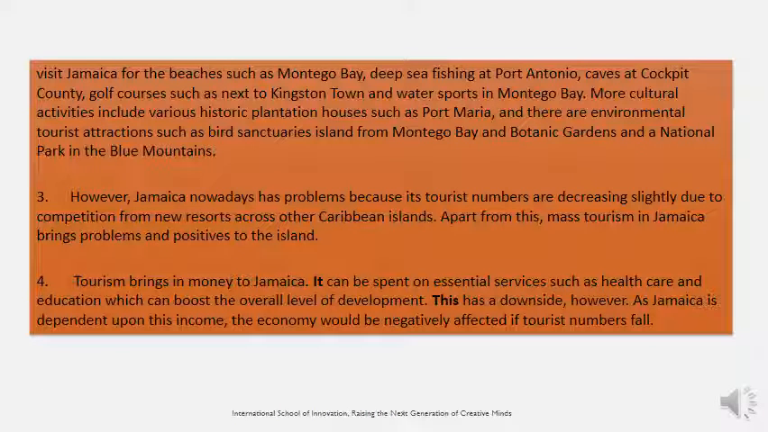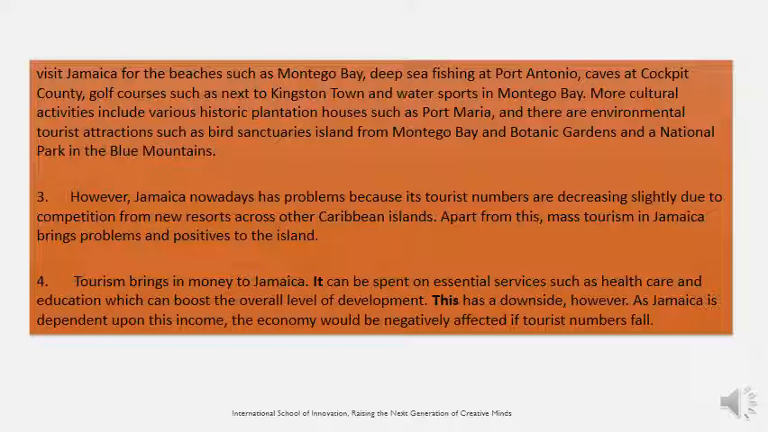People visit Jamaica for beaches. So here are some of the activities that you can do in Jamaica. People visit Jamaica for beaches such as Montego Bay, deep sea fishing at Port Antonio, caves at Cockpit Country, golf courses such as next to Kingston Town, and water sports in Montego Bay.